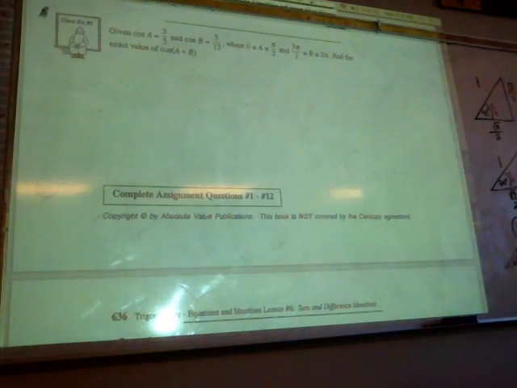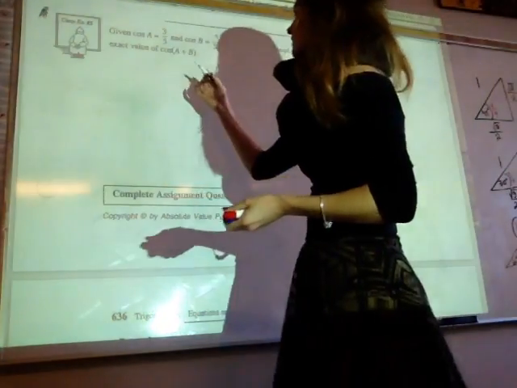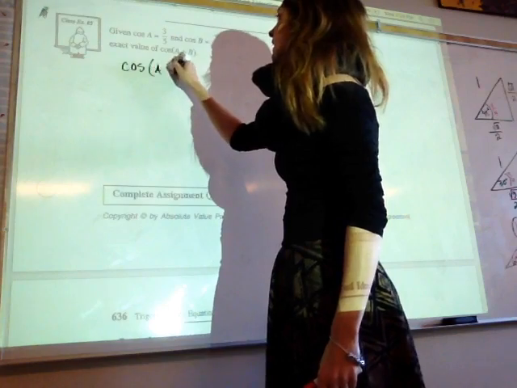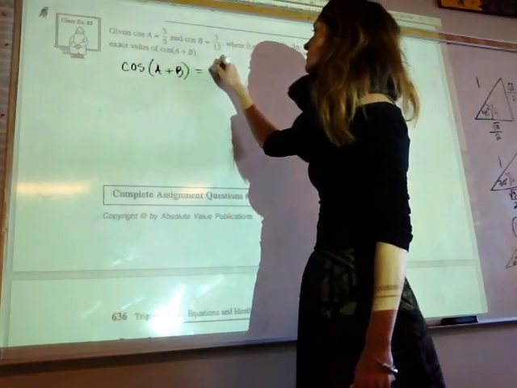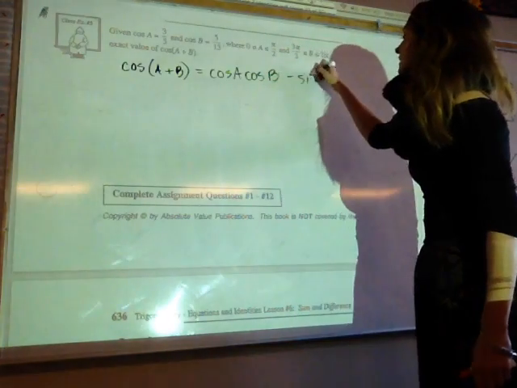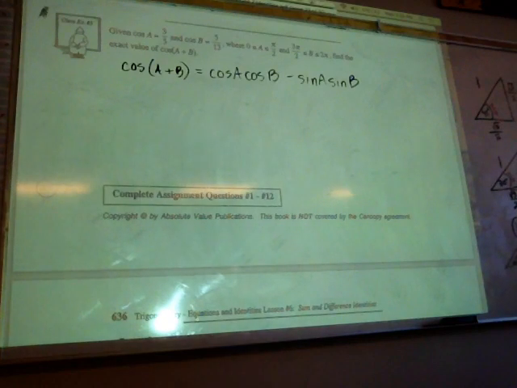Okay, here we're given a few hints, and our end result is we need to figure out the exact value of cosine A plus B. Well, first let's figure out the identity. So cosine A plus B is equal to cosine A, cosine B minus sine A sine B. Okay. Eventually you'll be able to just write that out, but for now you'll probably just refer to your formula sheet.